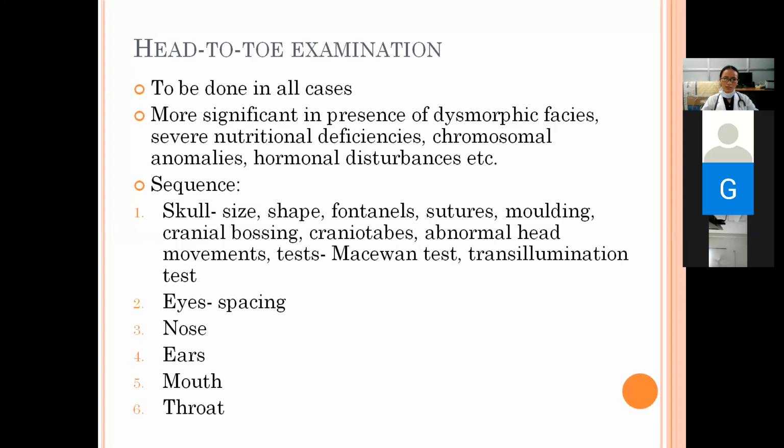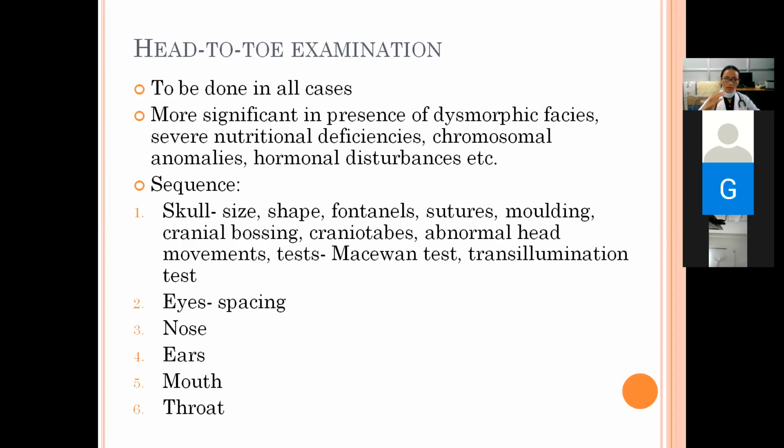It is more significant in a child who has dysmorphic facies, and in a child with severe nutritional deficiencies, to look for signs of particular nutritional deficiencies which will manifest in your skin, your hair, or like edema. It's also significant in children with chromosomal anomalies, and in hormonal disturbances, like a child with precocious puberty or PCOS, polycystic ovarian syndrome. So in the head-to-toe examination, you have to focus more on that area of involvement.